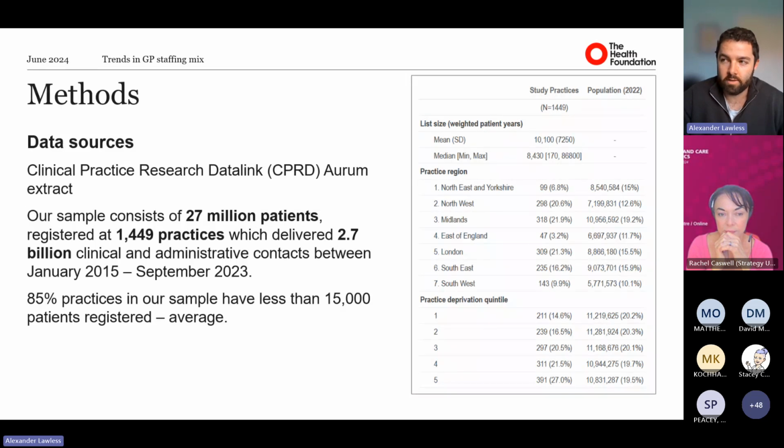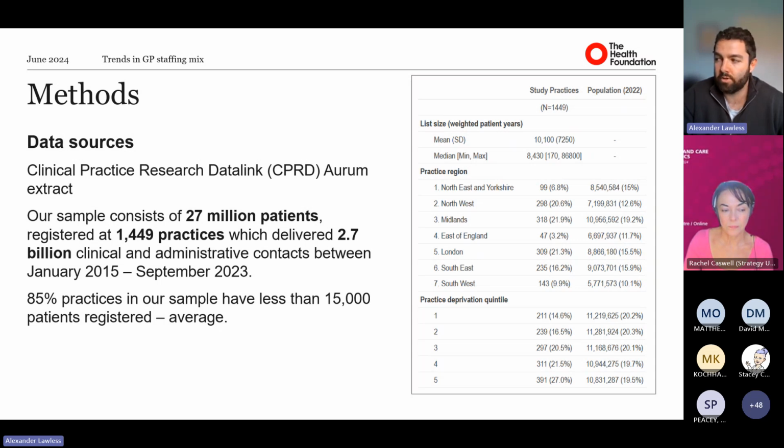The data we're using is primary care data. It's CPRD Aurum data. The CPRD data covers around 40% of the practices in the UK, so it's obviously fairly broad. Our sample within that consisted of 27 million patients over 1,500 practices, which delivered somewhere around 2.7 billion contacts, so traditional consultations, but also administrative non-patient-facing actions as well, between 2015 and 23.